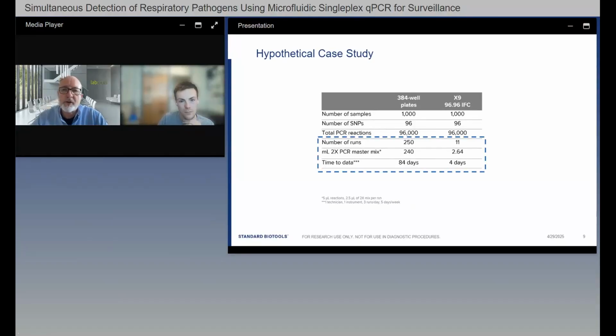Let's consider the same project on the Biomark X9. We would require only 11 IFC runs, which could be achieved in 4 days, or let's say 11 days if you want to relax into it. Imagine what you could do with the remaining 4 months. There's also a significant saving in PCR master mix, and indeed in the number of tips you'll consume.